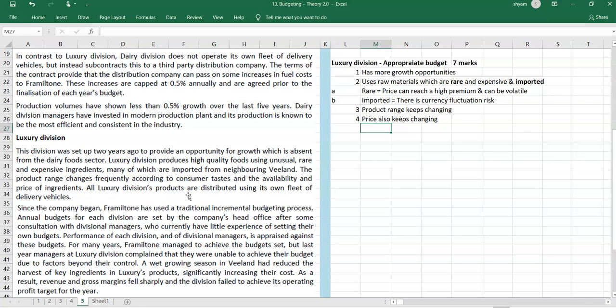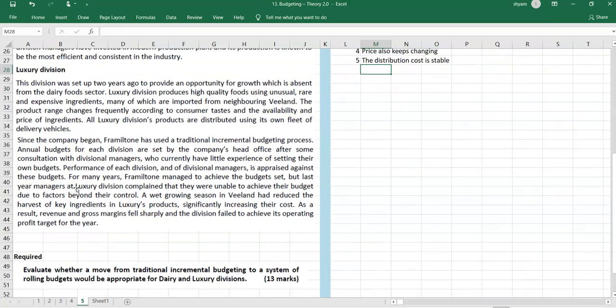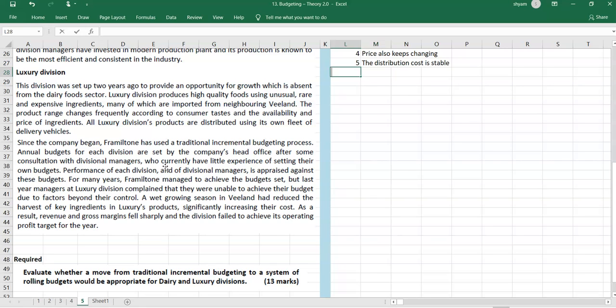All luxury division's products are distributed using its own fleet of delivery vehicles. So that is one good thing. The distribution cost is stable.